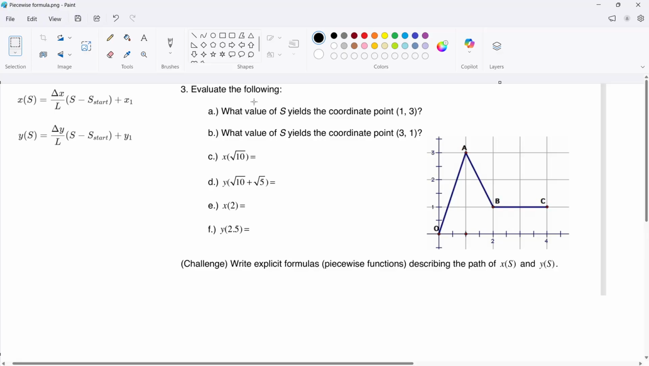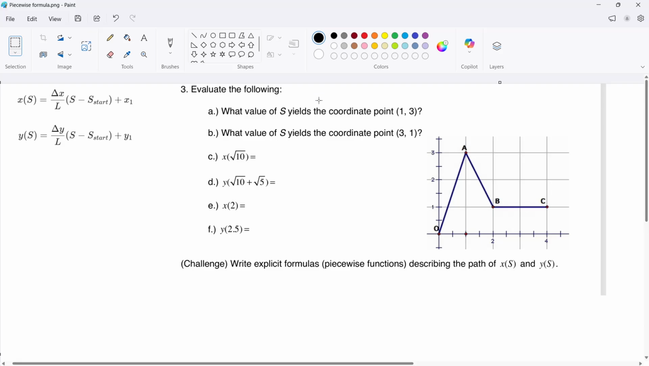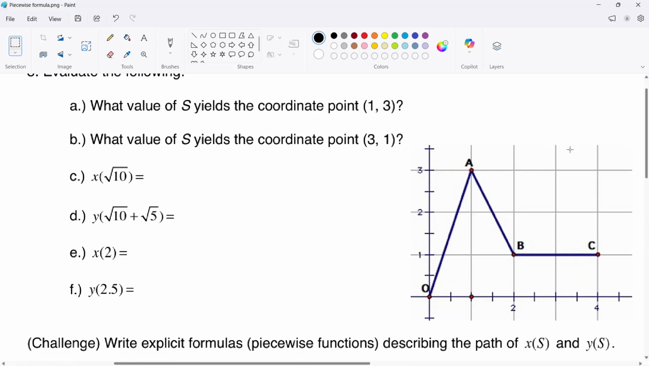And then I have to make sure I know where x starts and where y starts, where x and y end at each segment, because that's going to be important for finding the value of the function. So how do I find the length of each segment?